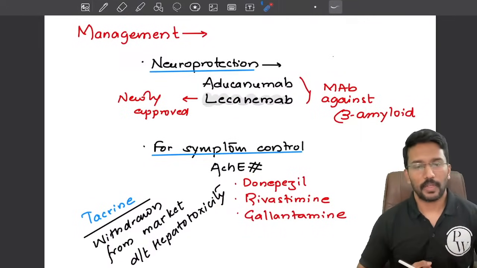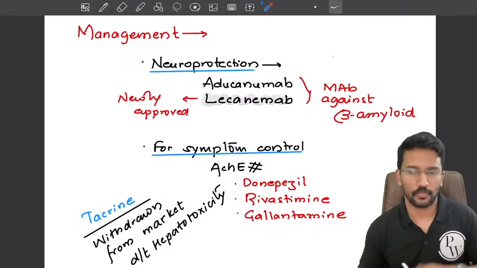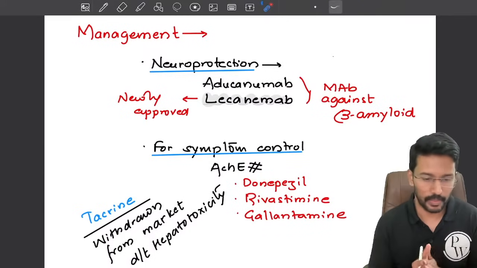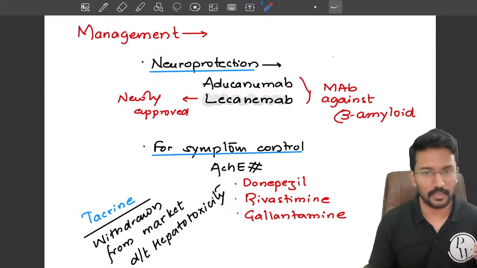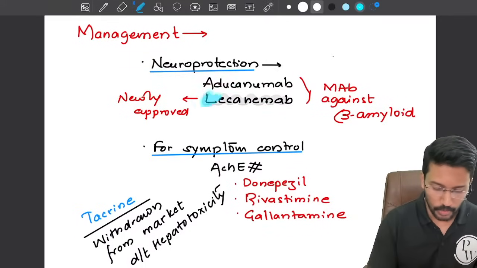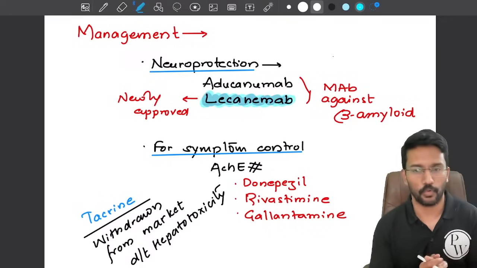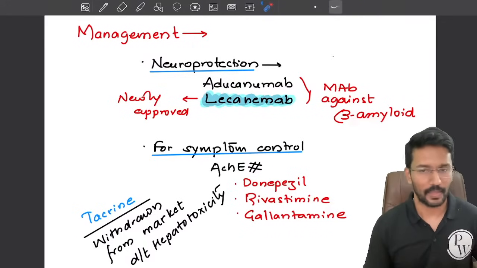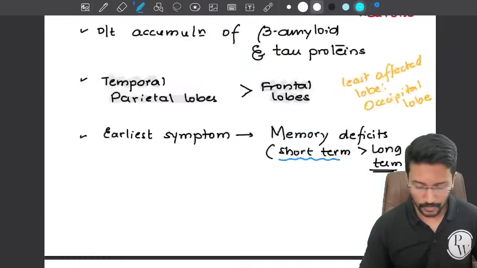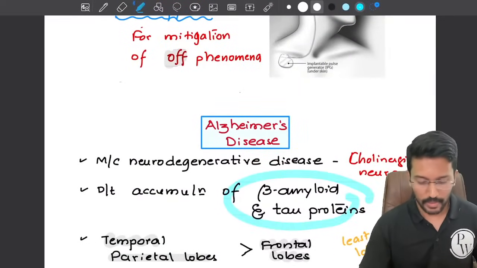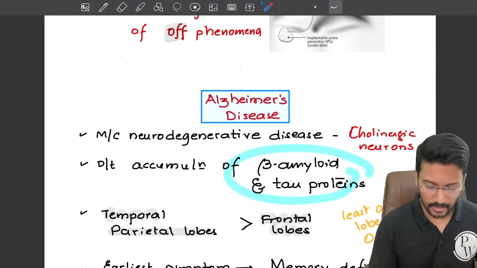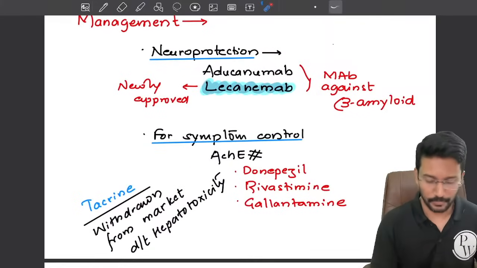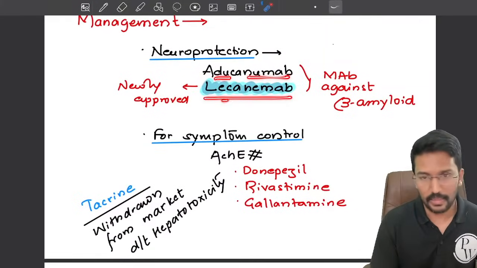Now, when it comes to the management of Alzheimer's disease, we have to think of 2 approaches. One, can we do something to protect the dying neurons? Yes, we have some new drugs in pipeline. One of the drugs is called as aducanumab, and the second drug is called as lecanemab. Particularly, I want you to remember lecanemab because this is recently approved. In 2023, it is approved, and it is basically a monoclonal antibody against beta amyloid. As we know, Alzheimer's disease is due to accumulation of beta amyloid and tau proteins. So by giving monoclonal antibodies which can inhibit the beta amyloid accumulation, you can slow down the death of neurons. 2 drugs here, aducanumab and lecanemab.